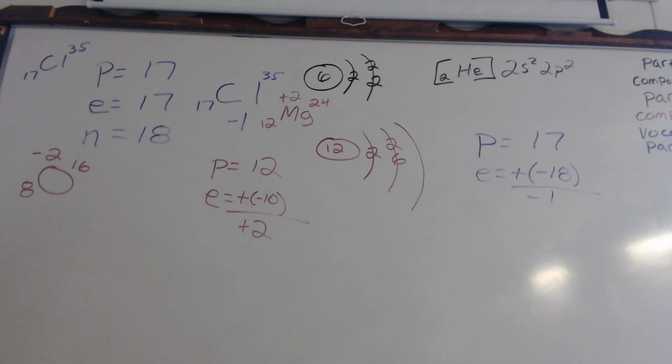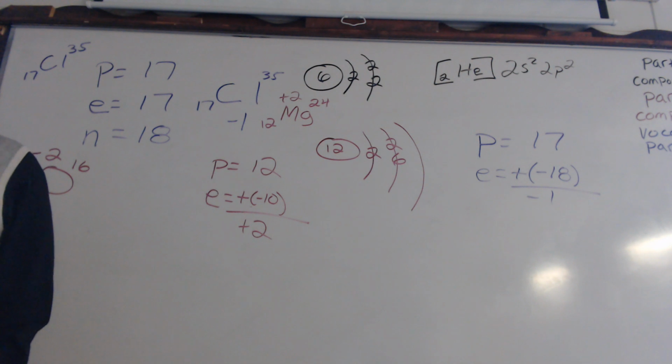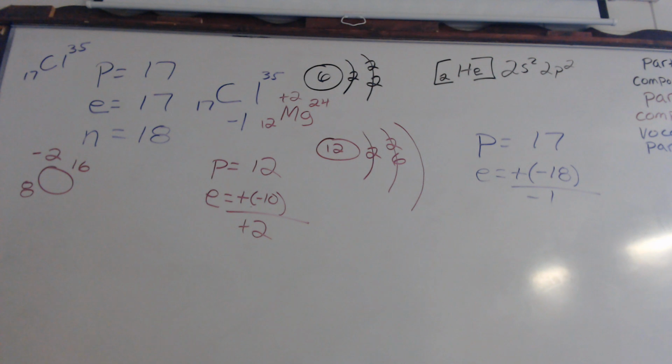Okay? So if it's positive, you just do 2 less. If it's negative, you do 1 more. Or 2 more, depending upon the charge. Okay?